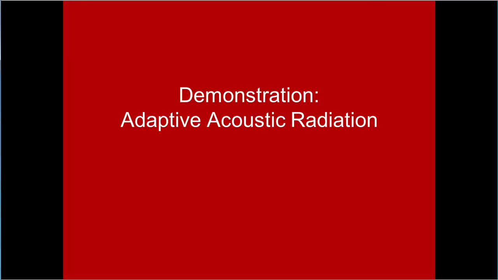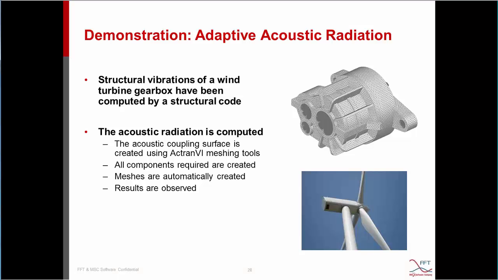So this is how adaptivity can be used in Actran 15. So let's jump into the demonstration now. For this presentation, I have chosen to present to you the model setup for a wind turbine gearbox acoustic radiation analysis. I have the structural vibration of my gearbox that has already been computed, and I want to compute the acoustic radiation of this model.